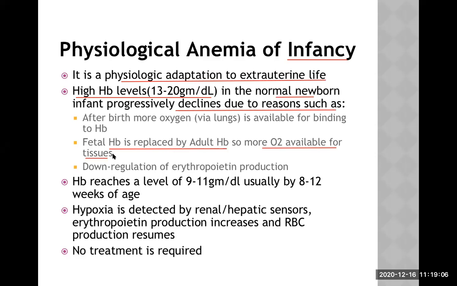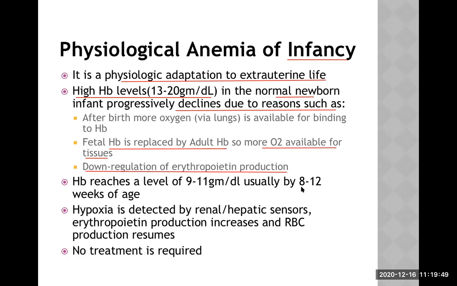After 6 months, the percentage of fetal hemoglobin is around 1%, or in some of the textbooks it is written less than 5%. More than 95% of the hemoglobin after 6 months is adult hemoglobin. So what does that mean? It is slowly replaced by adult hemoglobin, and this is good for the baby, because adult hemoglobin has a huge advantage over fetal hemoglobin. Another point, there is down regulation of erythropoietin production. And erythropoietin is the hormone which stimulates bone marrow for more synthesis of RBC. So because of these three important reasons, the hemoglobin progressively declines.